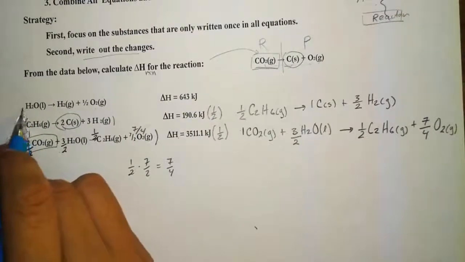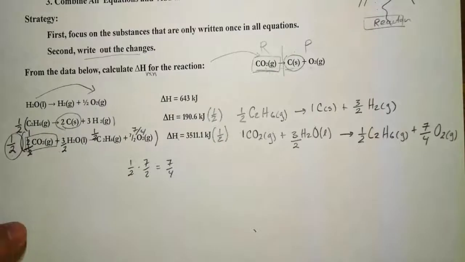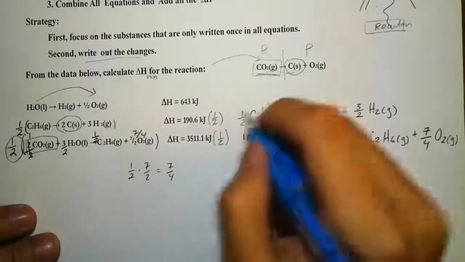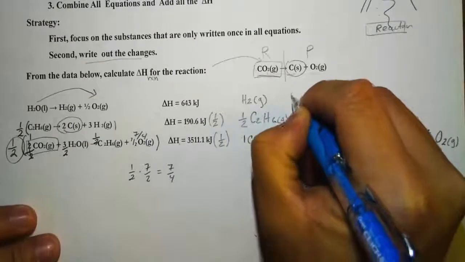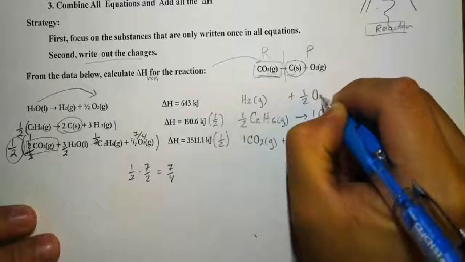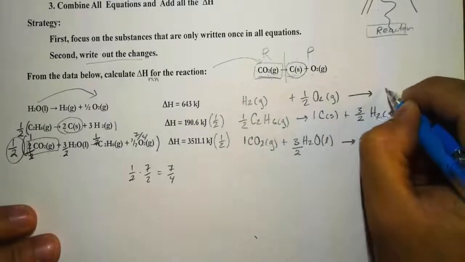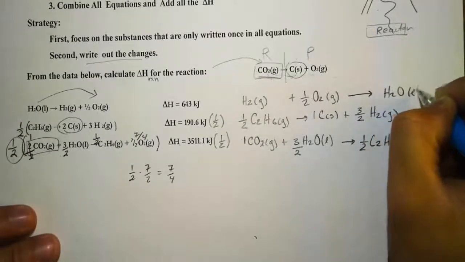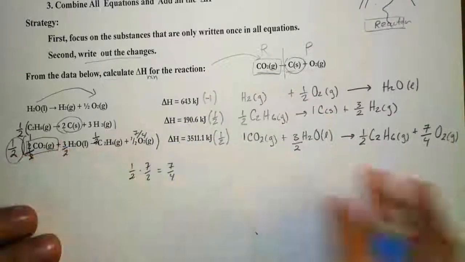So we are going to flip this. We're going to flip this over here. That's one thing. So let's do that. How about that? And if we flip it, what do we have? We have H2 gases plus 1/2 O2 gases producing our H2O liquid. Okay, and this is being multiplied by -1 because we flip it.